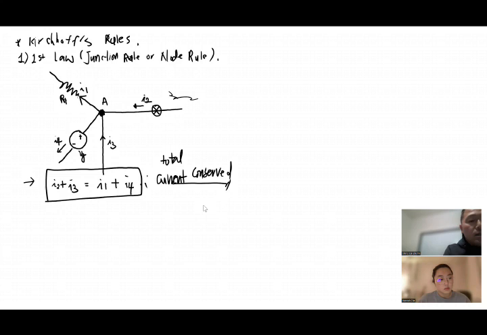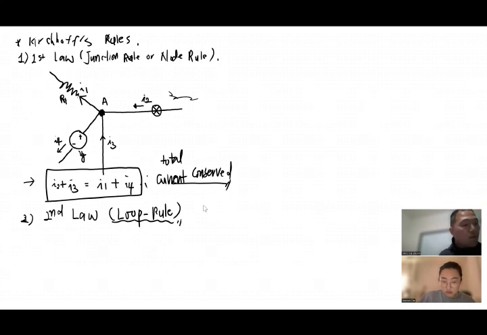And the second one is about the potential change, potential difference, or potential variation in the given circuit element. So the second law is the loop rule. The sum of the potential differences, positive or negative, that traverse any closed loop in a circuit must be 0. So let me just rewrite it.